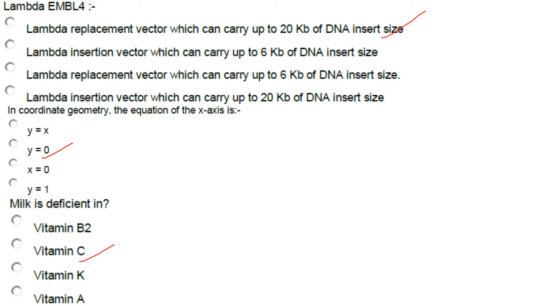Then next one. Lambda EMBL4. Now lambda EMBL4 is a lambda replacement vector which can carry up to 20 kb of DNA insert size. So answer is option A. Then in coordinate geometry, the equation of x-axis is y equals 0. Milk is deficient in vitamin C.